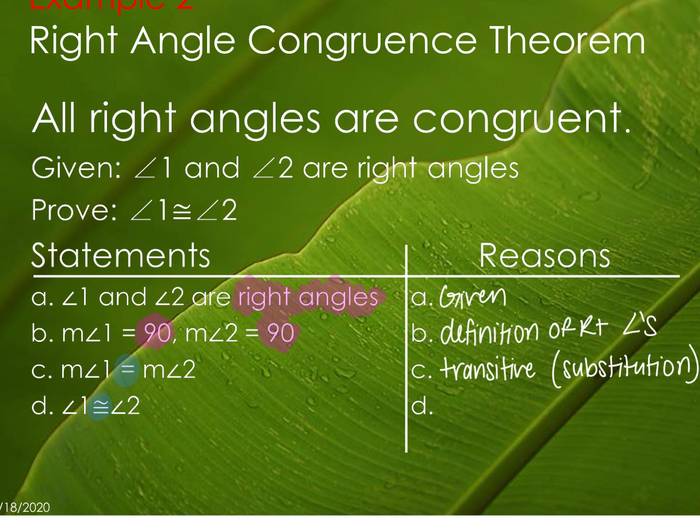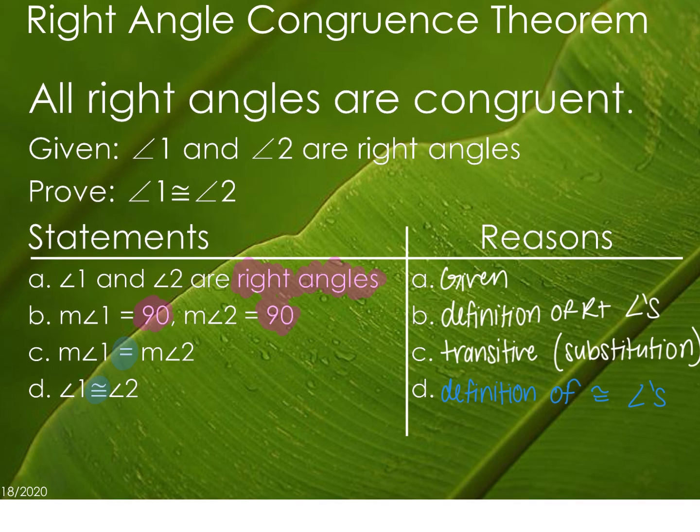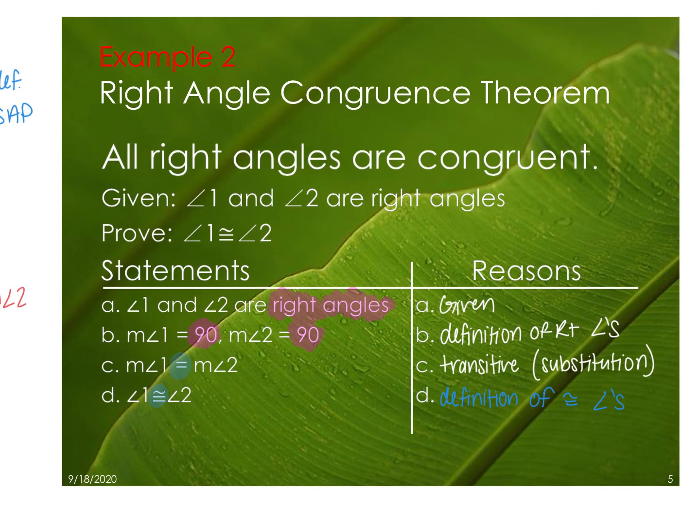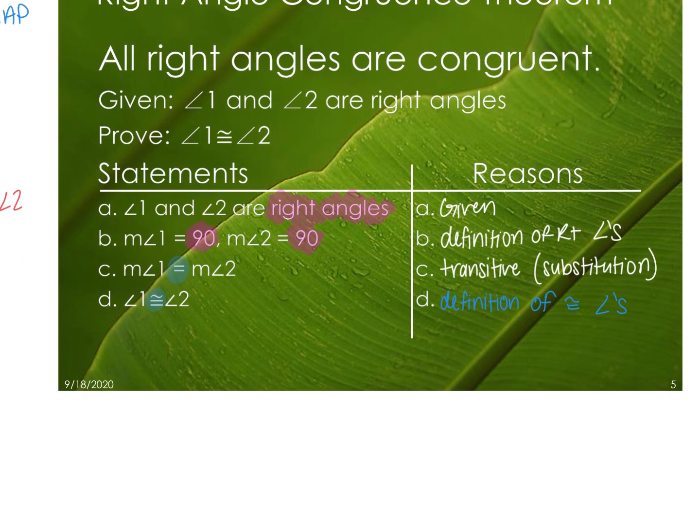Remember we did definition of congruent segments, but since we're dealing with angles for this one, it's going to be definition of congruent angles, using the congruency sign and the angle symbol. By right angle congruency theorem, what does it mean? It means all right angles are congruent. I could have done this one in 2 steps if I wanted to.